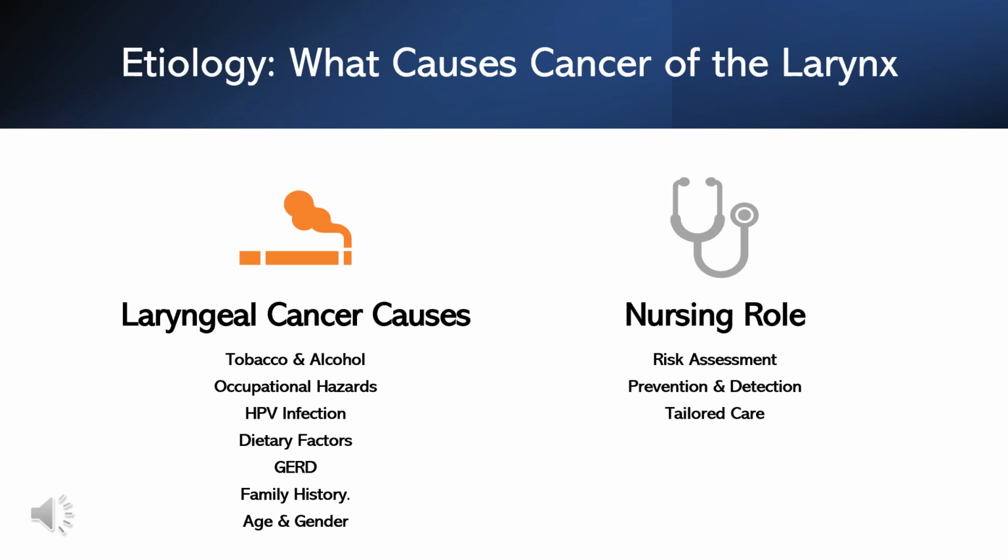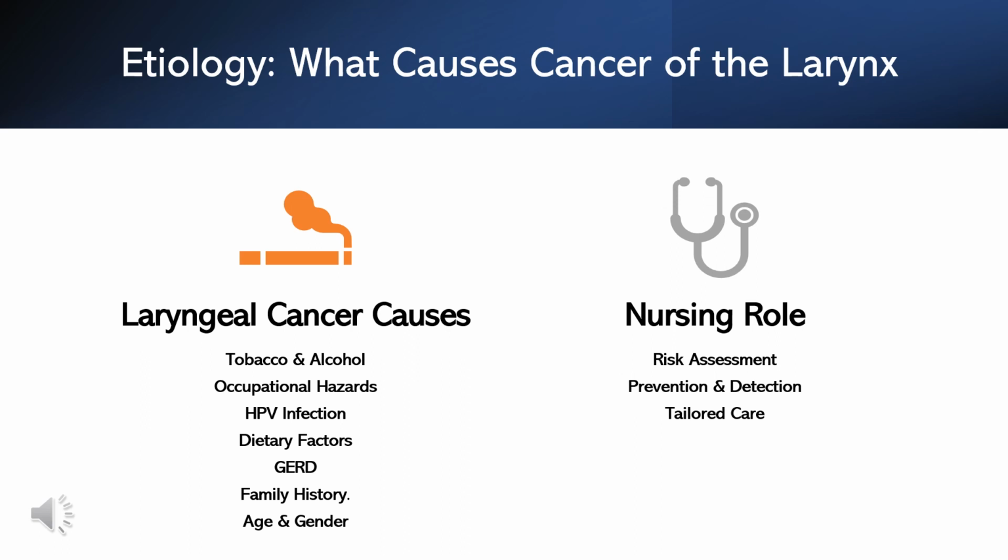Human papillomavirus, HPV, particularly type 16 and 18, can increase the risk of laryngeal cancer. HPV associated laryngeal cancers often present differently and may have a separate treatment pathway. A diet low in fruits and vegetables can increase the risk. Antioxidants that are found in fruits and vegetables can neutralize harmful free radicals in the body, offering some protective benefits.